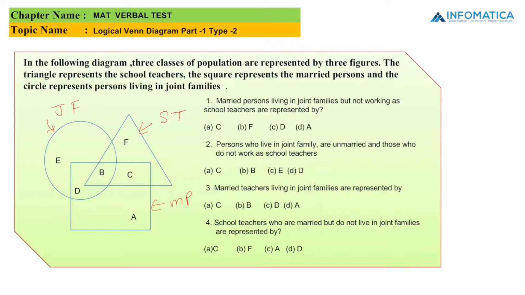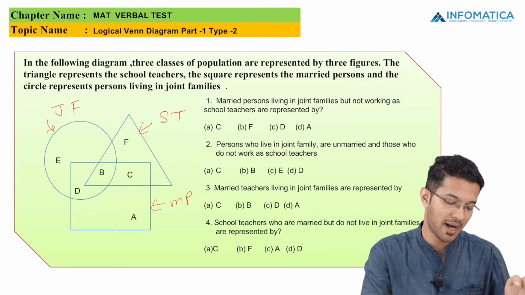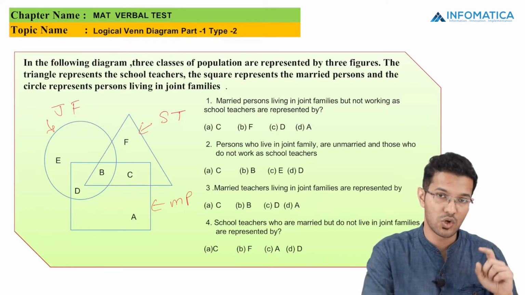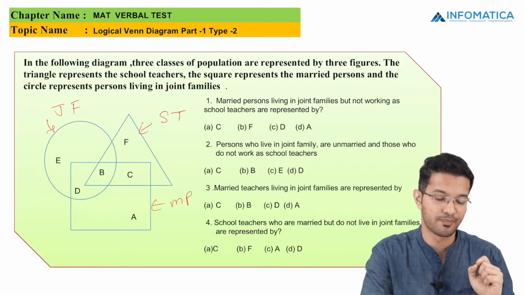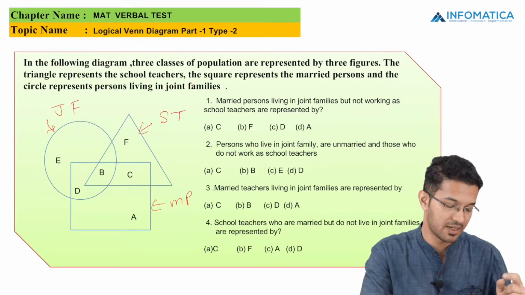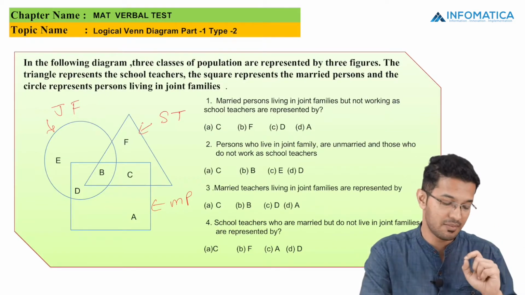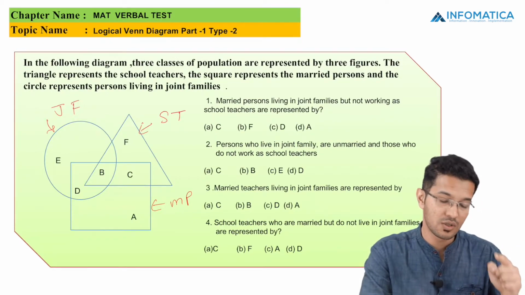It says the married persons living in joint families but not working as school teachers are represented by. Now let me break down the question. It says married people living in joint families. Now I know that married people is represented by square and joint families is represented by circle. So I have to see the common portion between them. If I look at the common portion in between them, it is letters D and B. Now if I say D and B, they are nothing but the common people, but not working as school teachers.